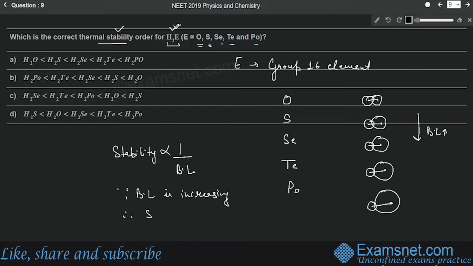since bond length is increasing, thermal stability will decrease, because it is inversely proportional to the bond length. So from oxygen to polonium, the thermal stability will decrease. So the correct sequence will be the second one. It is maximum for oxygen, then it will decrease for sulfur, then selenium, then tellurium, then polonium. Or we can say that from polonium to oxygen, it will increase. So option B will be the correct sequence.